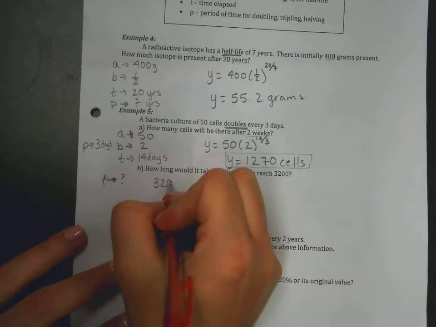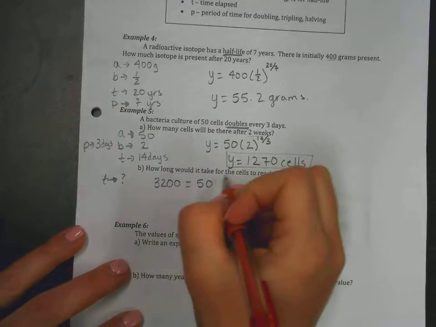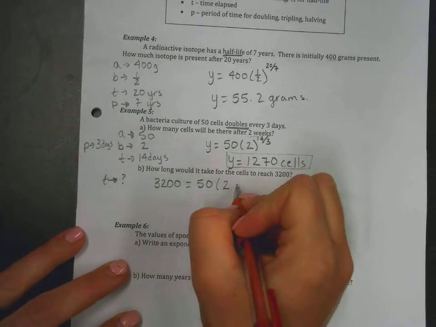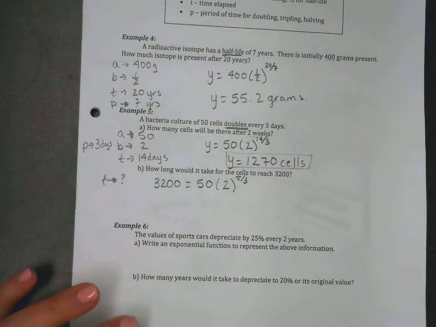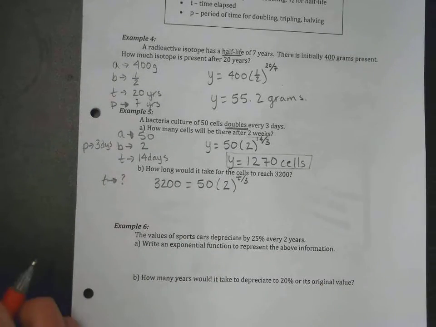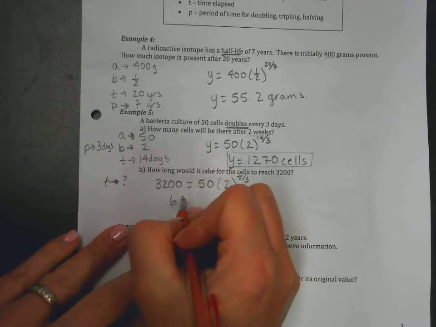So this is the total number of cells, which is our Y value. Our A value is still 50. Our doubling constant is 2, and this is going to be to the power of T over 3. So our first step to solve this question would be to divide both sides by 50, which gives me 64.